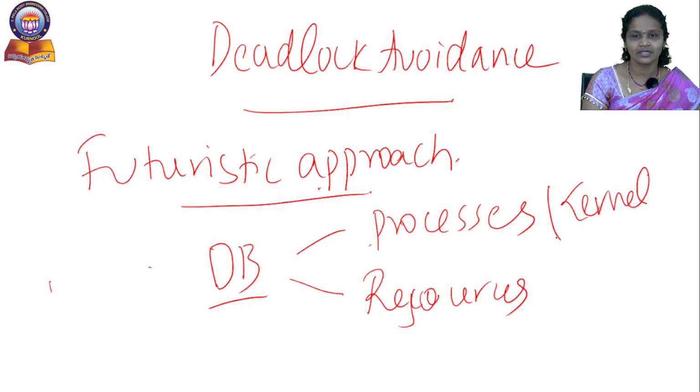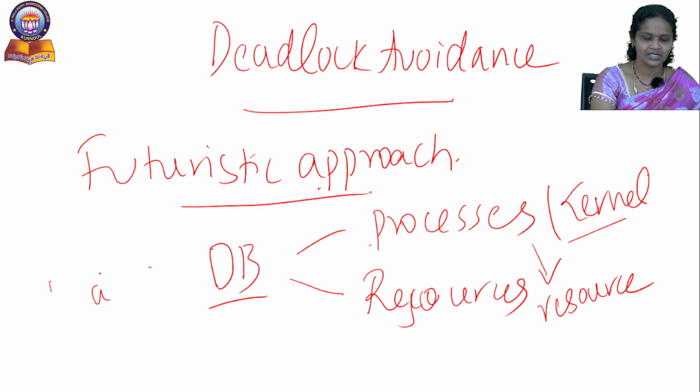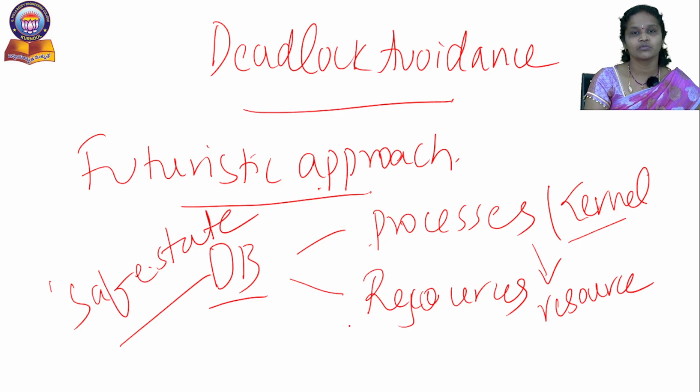Now the system, in the sense the kernel, which is an important part of the operating system: if any process requests for any resource, the kernel will check whether that resource can be given to that particular process. And moreover, once that resource can be given to the process, the kernel checks whether the system will be in the safe state or not. Let us try to understand what a safe state is.